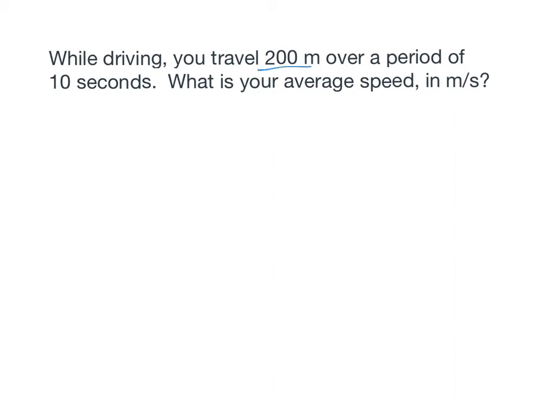Average. So let's say you travel 200 meters in 10 seconds. What is your average speed? Again, it may not have been the same the entire time, but what was it overall? The formula for average speed is V bar, which means average, equals distance over time. That's really it. In this situation, we're going to know 2 out of 3.